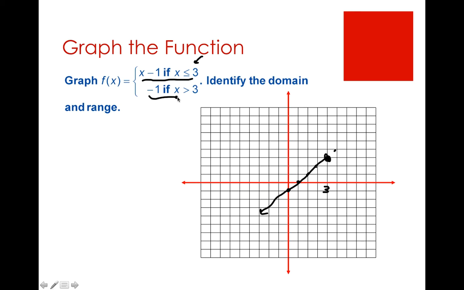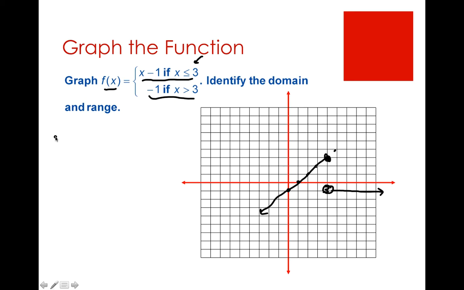The second part of this says you have -1, which is a horizontal line. Y is equal to -1. And this occurs when the x values are greater than 3. So I have an open circle here at 3, and I'm going to have an arrow going this direction for x values greater than 3.